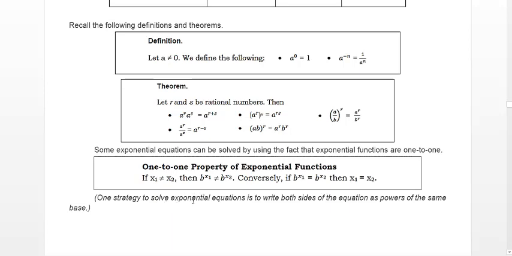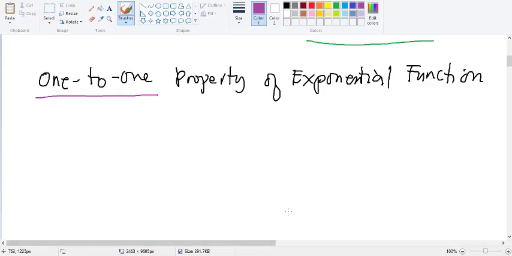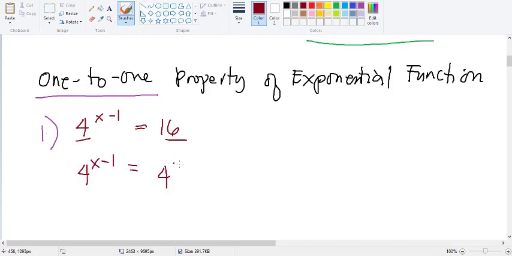One strategy to solve exponential equations is to write both sides of the equation as powers of the same base. What does that mean? Let's try to solve some, for example, number 1. So, we have this equation. How are we going to solve this? The strategy says both sides of the equation should have the same base. So, if this is 4, find a way to make the base of the other side 4 also. We know that 4 squared is equal to 16, right? So, 4 to the x minus 1 is equal to 4 squared.